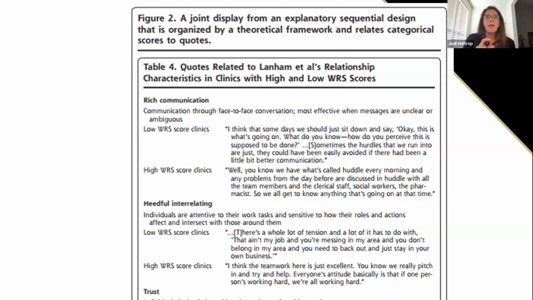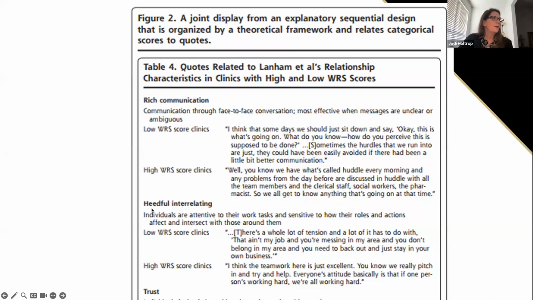All right. And then they looked across their qualitative themes. So rich communication was a theme. And this is communication through face-to-face conversation, which is most effective when messages are unclear or ambiguous. And then they compare the clinics with low work relationship scores and clinics with high work relationship scores. So here's a quotation illustrating what a low work relationship score clinic sounds like versus a high one. And then they move on to the next theme.